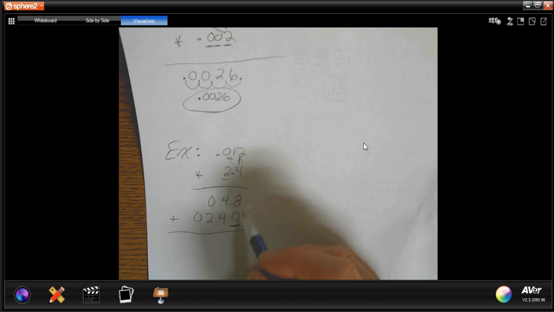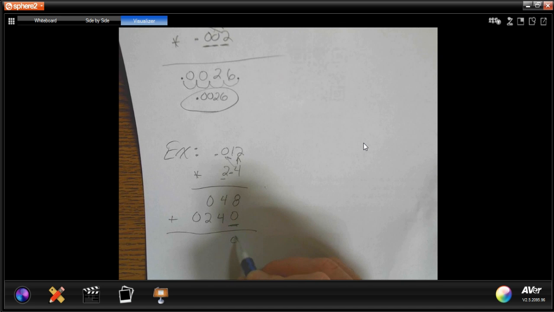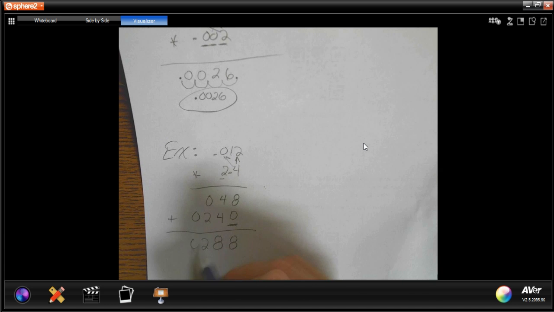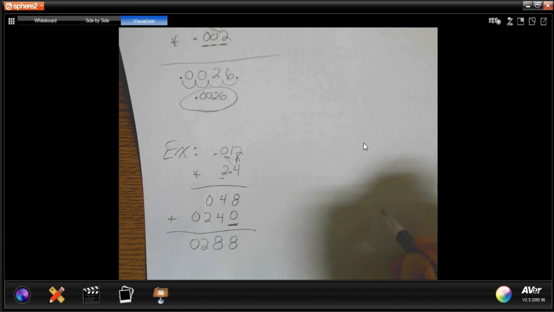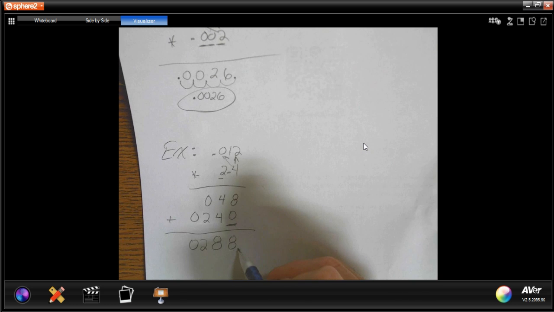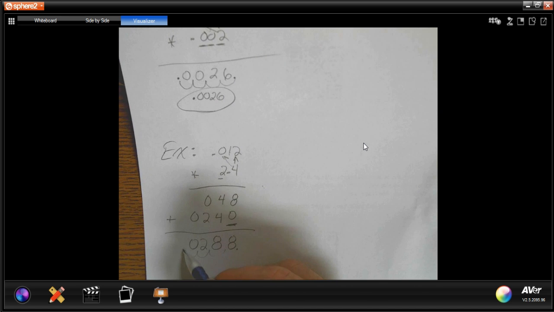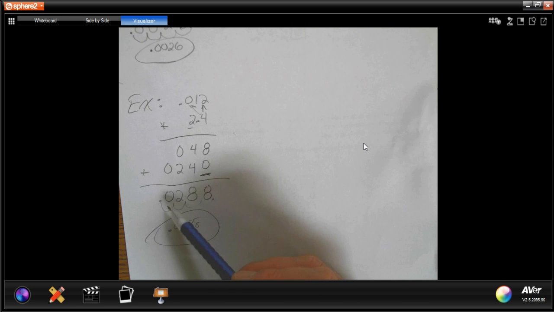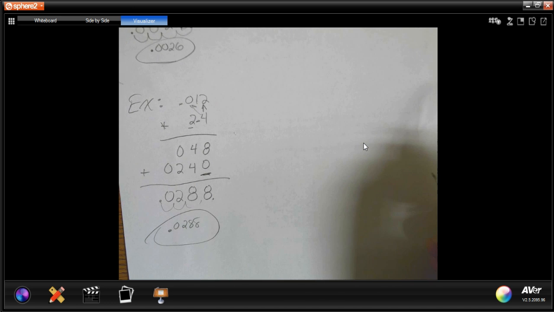Now we're going to add these two numbers together. So 8 plus 0 is 8. 4 plus 4 is 8. 0 plus 2 is 2. And nothing plus 0 is 0. Now we go back to count the number of decimal places. We've got 1, 2, 3, 4. So we start here and we count 1, 2, 3, 4. And in this case, we actually had enough zeros to account for the number of decimal places. Okay, let's try one more.